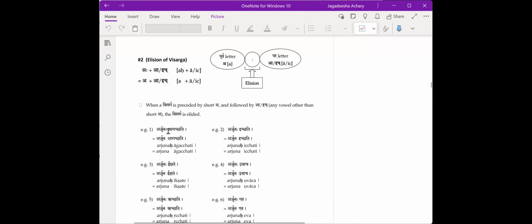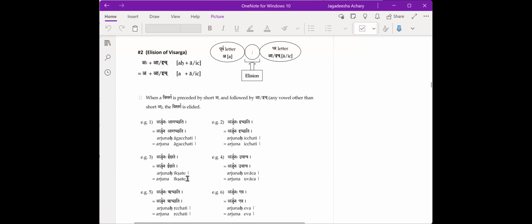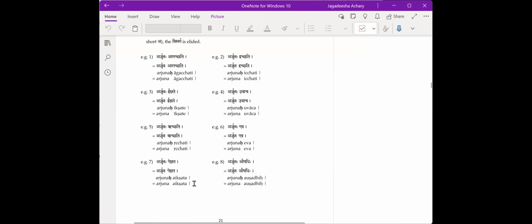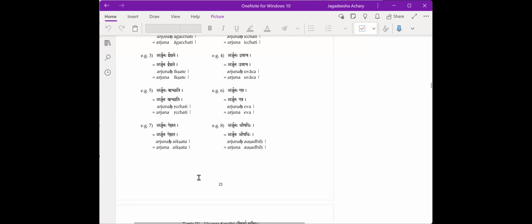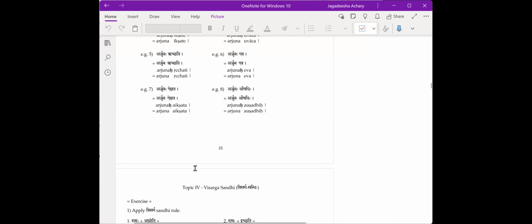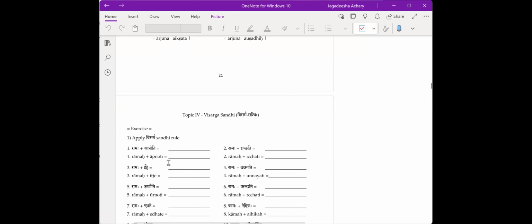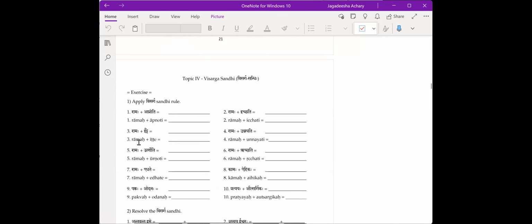So Arjuna agacchati, Arjuna agacchati. You can see that Purvapada ends with Aha. Parapada starts with A, E, U, all the vowels. In all the cases, the change is the Visarga is dropped. We'll go to the mechanics in the presentation part. I did the same thing there, but let's look at what is here. You know what the Purvapada is, what the Parapada is, what the result is going to be. So let's look at one of the examples.